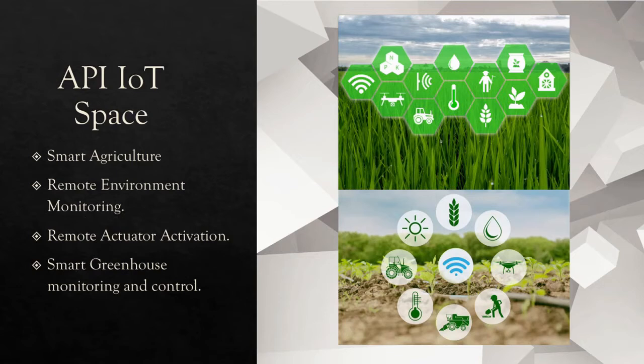The API builds on the fundamentals of greenhouse farming, providing a controlled environment conducive for optimum plant growth and for maximum yield. It provides remote environment monitoring and remote actuator activation. It can particularly be used in smart farms and greenhouses.